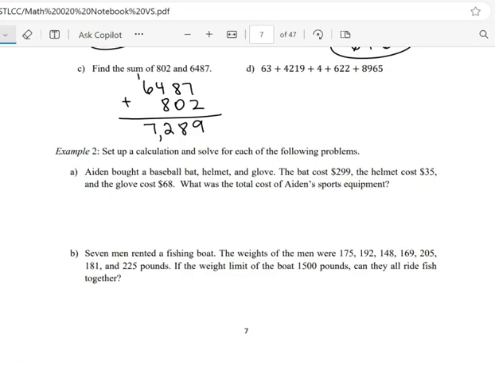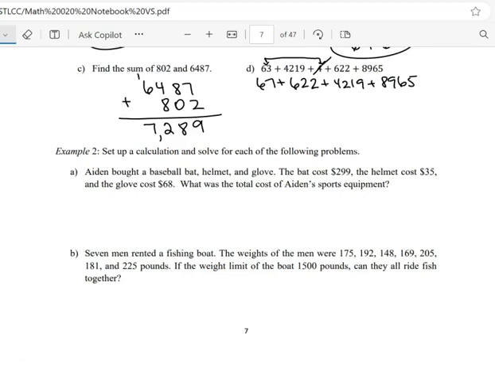Okay. So now we have the next, a challenge question. Let's go ahead and do it in 2 steps, maybe. So the first thing that I'm going to do is eliminate the 63 and 4. If I line them up vertically, I would have 5 numbers. But 4 is a 4, so I can pretty much do 63 plus 4 is 67. Okay, so I don't have the 4 anymore. So now it's 67 plus 622 plus 4219 plus 8965.